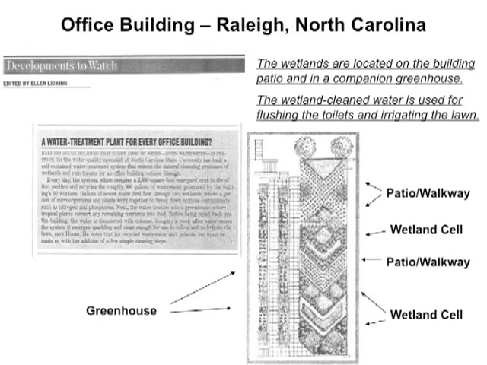This is in Raleigh, North Carolina. An office building brings the water out of the office building into wetland cells interspersed with a patio and walkway, and the staff eat their lunches out here in amongst the wetland. And then the water leaves the wetland and goes to provide water for the toilets and for irrigating the lawn.